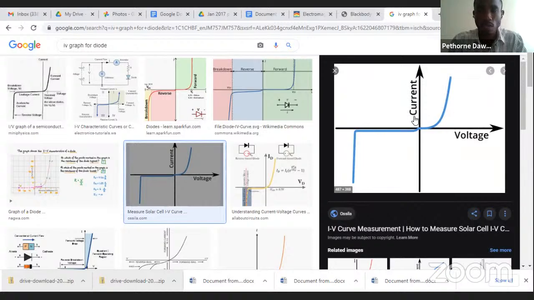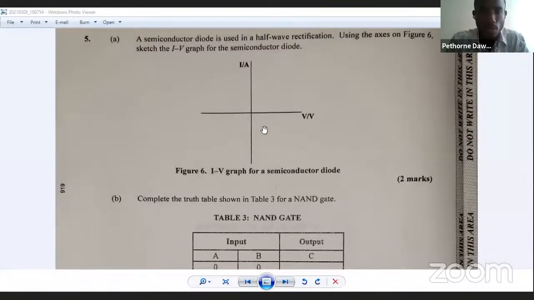So if they ask you anytime about the IV for a semiconducting diode, this is pretty much what you draw. Current on the Y, voltage on the X, and you draw this funny looking curve thing. All right, but yeah, that is what they're asking about when they ask you about the IV characteristics of a diode. All right, so that's for 2 marks.